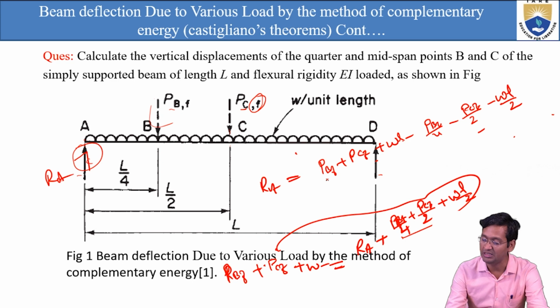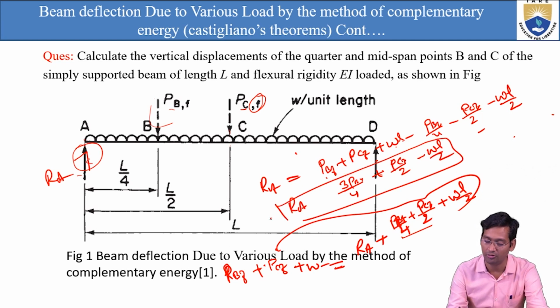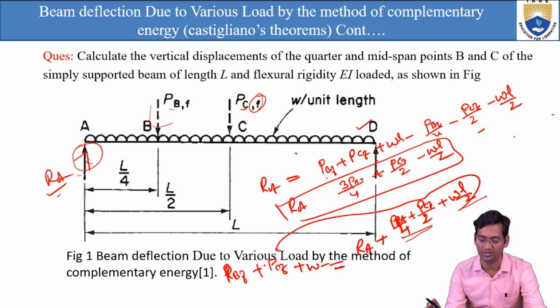So, now PBF minus PBF by 4. So, 3 PBF by 4. Right? This is here. And plus what? PCF minus PCF by 2. So, PCF by 2. Right? WL minus WL by 2. So, WL by 2. So, this is RA. So, now we found reaction of RA and RB. Right? So, RD was this one.